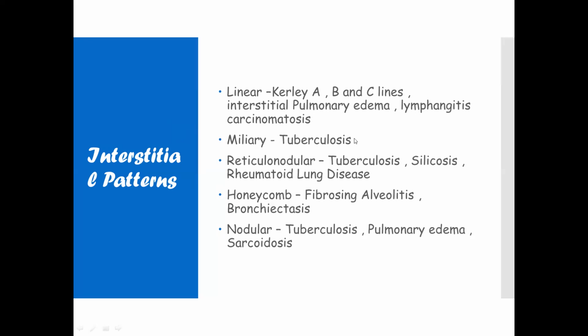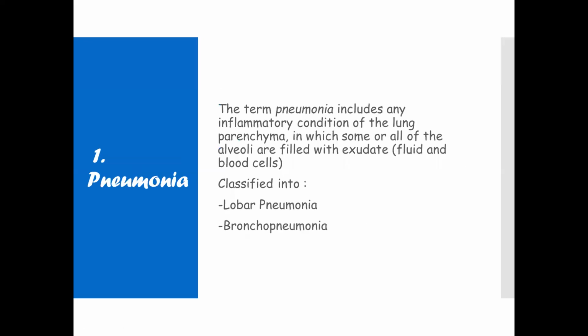Miliary pattern is seen in TB. Reticular nodular is seen in TB, silicosis, rheumatoid lung disease. Honeycomb patterns are seen in fibrosing alveolitis, bronchiectasis, and nodular patterns are seen in tuberculosis, pulmonary edema, sarcoidosis. So the first condition we'll start with is pneumonia.